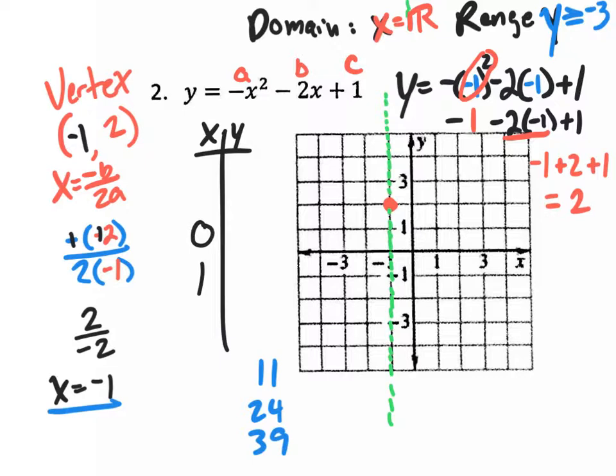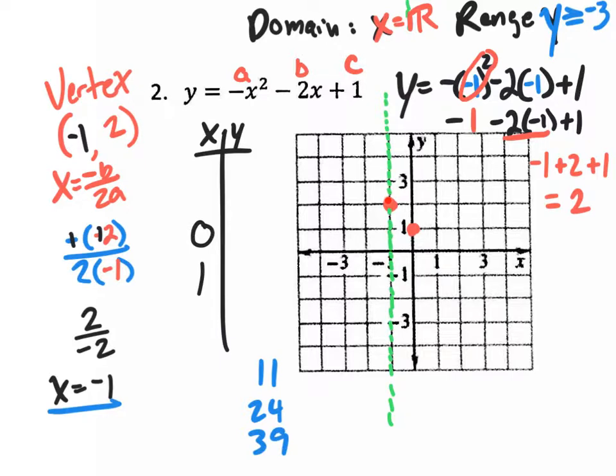So since we know that it opens up or down, does it open up or down? Down. Why? Because it's negative, right? So I know it's going to open down. So I'm going to use this pattern, but knowing that it's going to open down. So from this point, I'm going to go 1 over, 1 down. And I'm going to put a dot right here. Okay? And then I go back to the vertex. And then I do the next one.